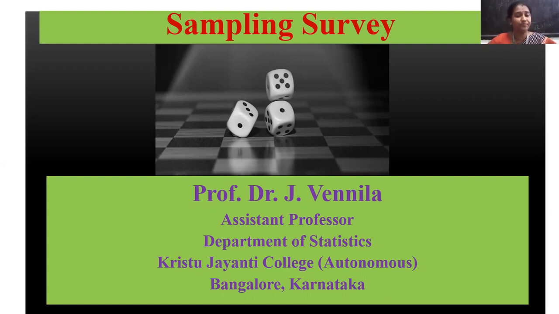For example, if you are doing research, what is the first step? We identify the problem. After identifying the problem, we identify the terms and frame the objectives. Based on the objectives, we take a review of literature. After completing the review of literature, what do we do? We take a sample. That is very important in research work. Now we are studying one of the important topics, the sampling method.